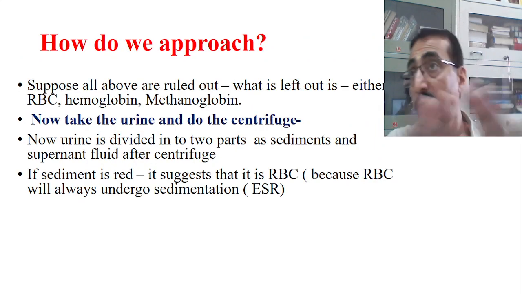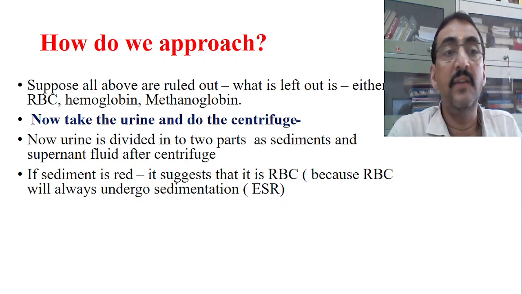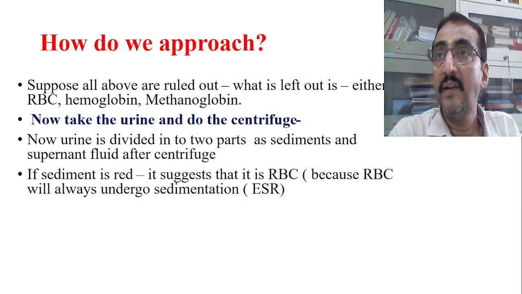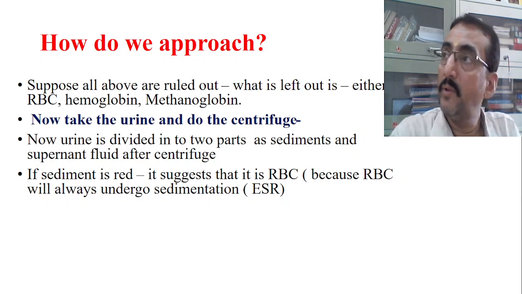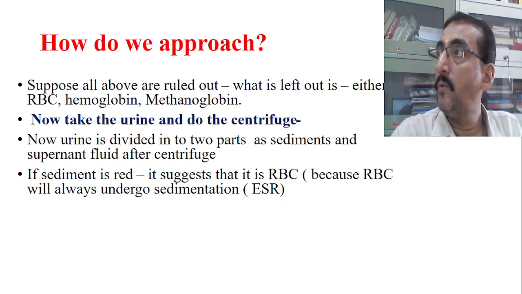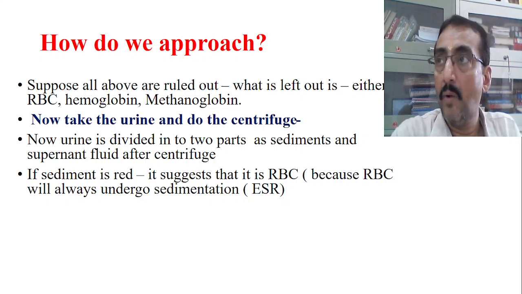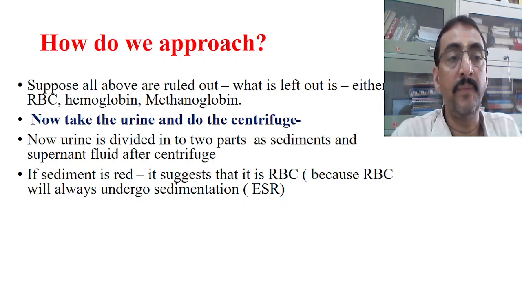Now, suppose everything is ruled out. What is left for us is that it is not a metabolite, not food, not dye, etc. What is left is either it is RBC, or hemoglobin, or myoglobin. Now you have to identify whether it is RBC, hemoglobin, or myoglobin. Take the urine and do the centrifuge. How to confirm this? Take the urine and just go for centrifugation.